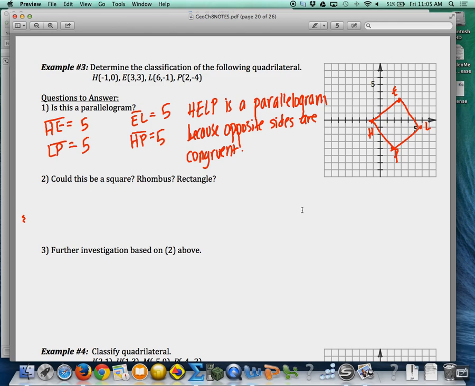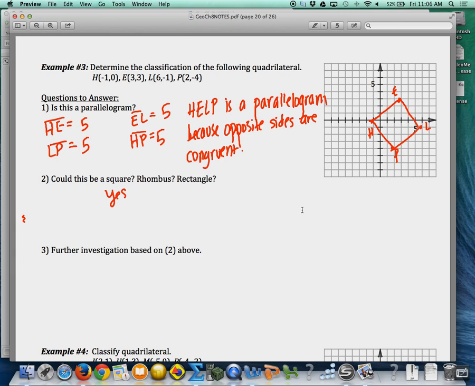Okay, we definitely know that it's a parallelogram. We now want to know, is it a square, a rhombus, or a rectangle? Could the figure be a square? Yes. Is it definitely a square? Have we proven that it's a square? No. Could it be a rhombus? Yes. Is it definitely a rhombus? No. Look at your tree. Maybe. Out of those properties listed, did we prove any of those 3?